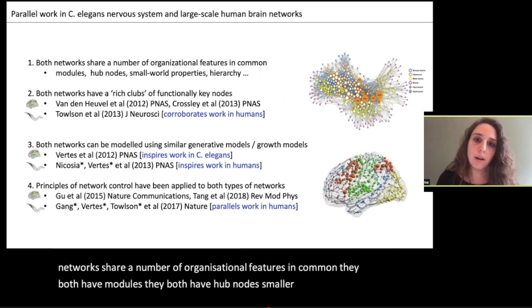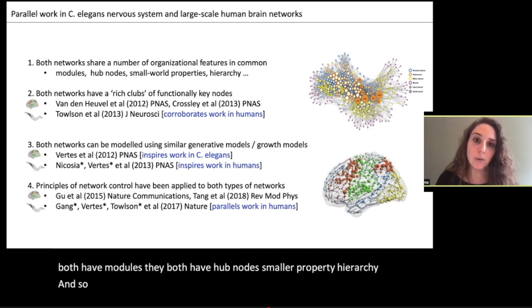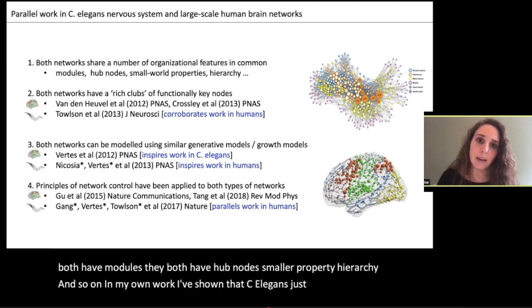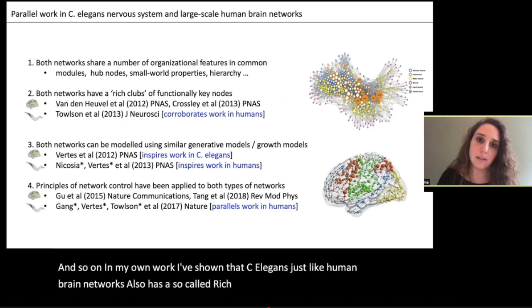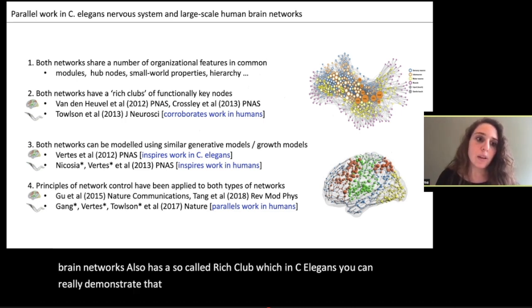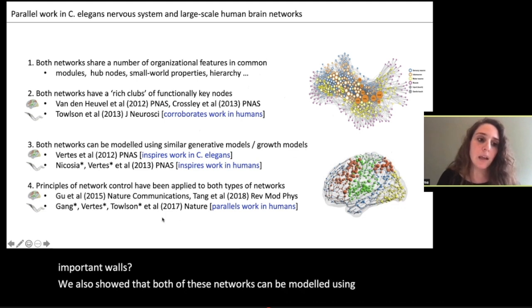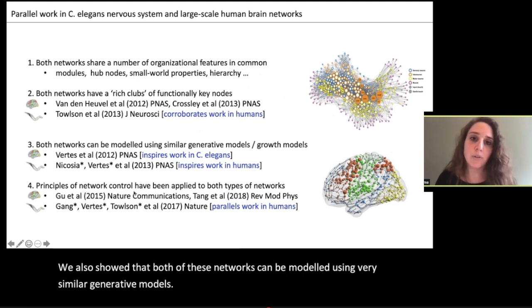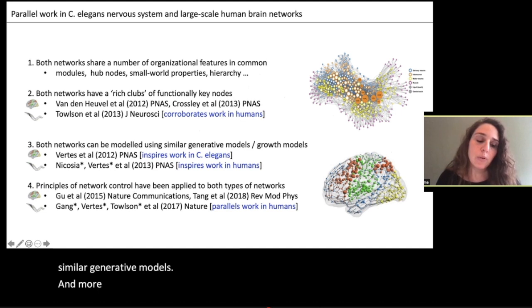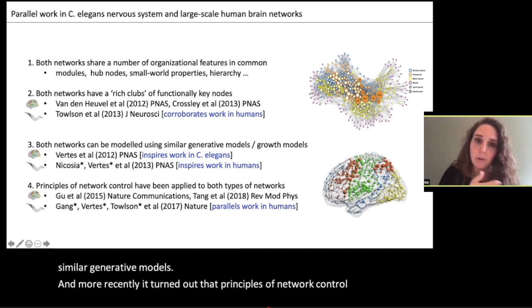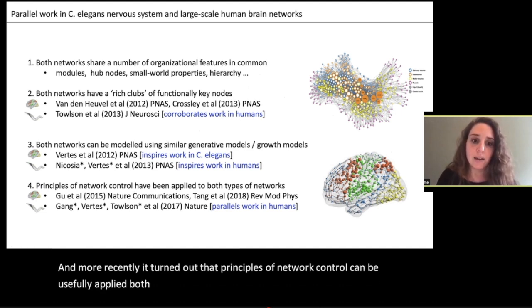In my own work, I've shown that C. elegans, just like human brain networks, also has a so-called rich club, which in C. elegans you can really demonstrate that this network property pinpoints functionally important roles. We also showed that both of these networks can be modeled using very similar generative models. And more recently, it turned out that principles of network control can be usefully applied both to human brain networks, and that's hopefully what the previous talks showed you, and to C. elegans, which is what this talk is going to be about.